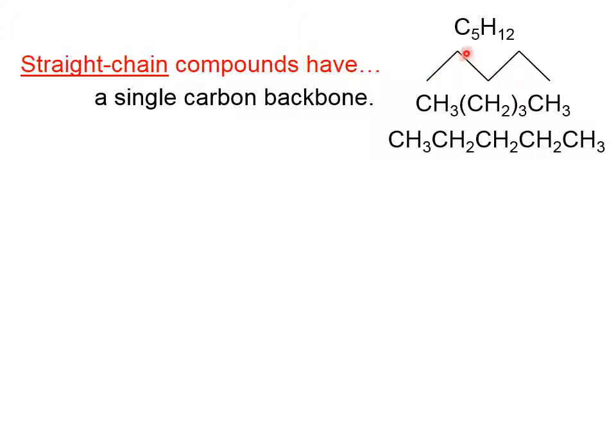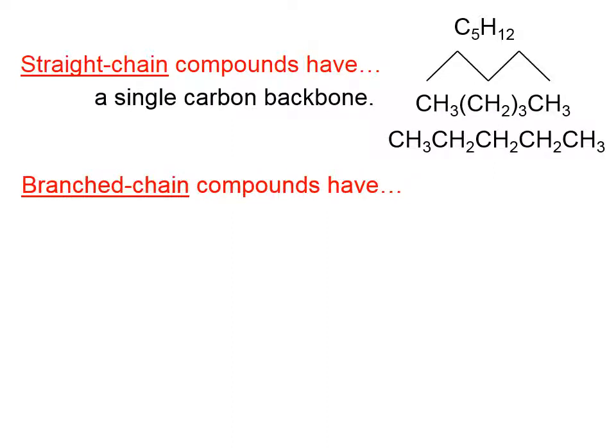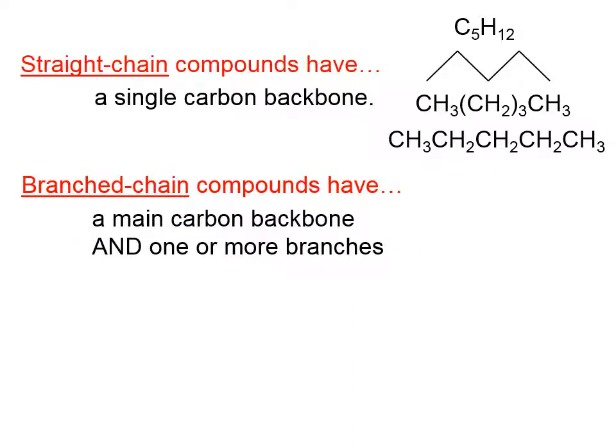I've got my shorthand zigzag notation where each endpoint indicates a carbon atom, so we have 5 endpoints, and then it's understood that each carbon has 4 bonds, and any bonds that aren't shown are understood to be connected to hydrogen atoms. Branched chain compounds have a main carbon backbone and one or more branches. So you can see the shorthand notation for this molecule.